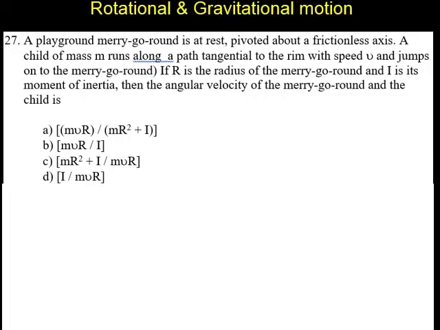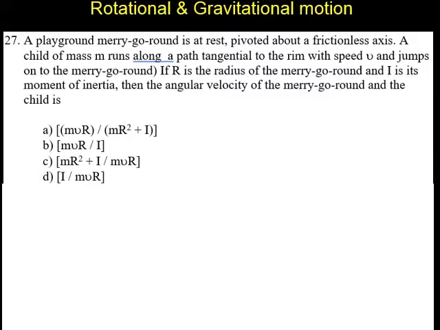Question number 27. A playground merry-go-round is at rest, pivoted about a frictionless axis. A child of mass m runs along the path tangential to the rim with a speed v and jumps on the merry-go-round. If r is the radius of the merry-go-round and I is its moment of inertia, then the angular velocity of the merry-go-round and the child is.